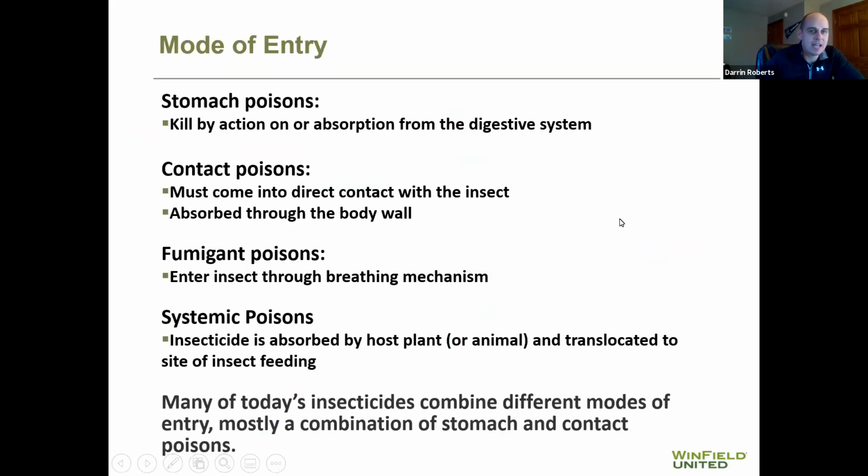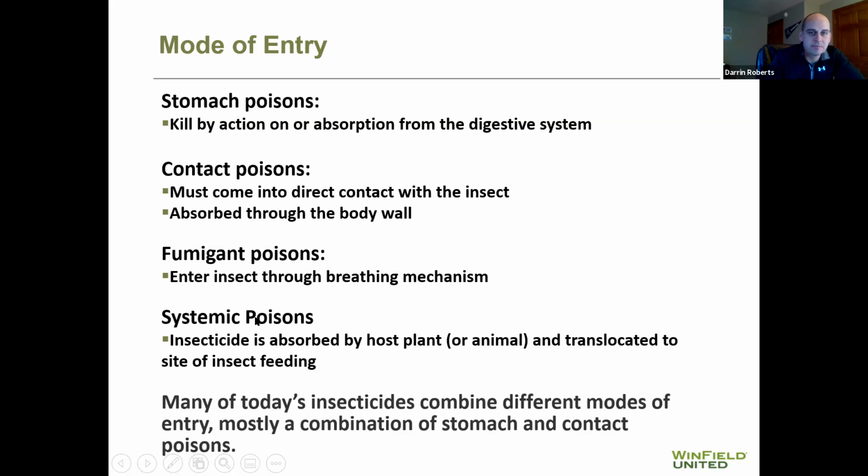The next way to categorize different insecticides is mode of entry. And so this would be stomach poisons. That's a very common one. So the killing action has to be in the digestive system. There's also contact poisons. If they just come in contact with it, it absorbs it through the body wall of the insect. So a lot of our insecticides that we use in production ag have a combination of stomach action as well as being a contact poison.